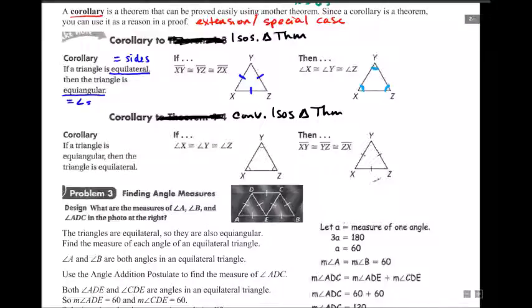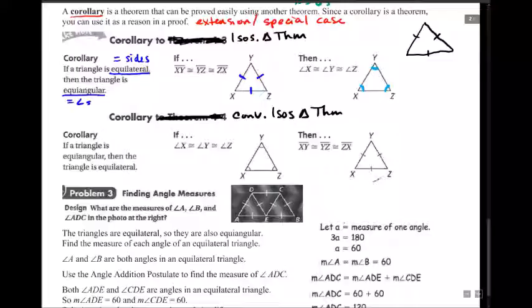So I want you to think about this for a minute. You're given an isosceles or an equilateral triangle. And you go, hey, guess what? I can automatically mark all of these angles congruent. And now I'm going to label this one x degrees. Well, how much does the next one measure? X degrees.